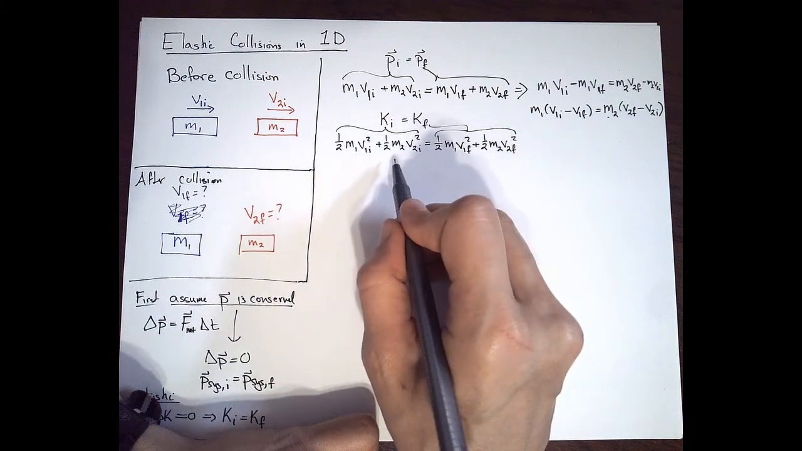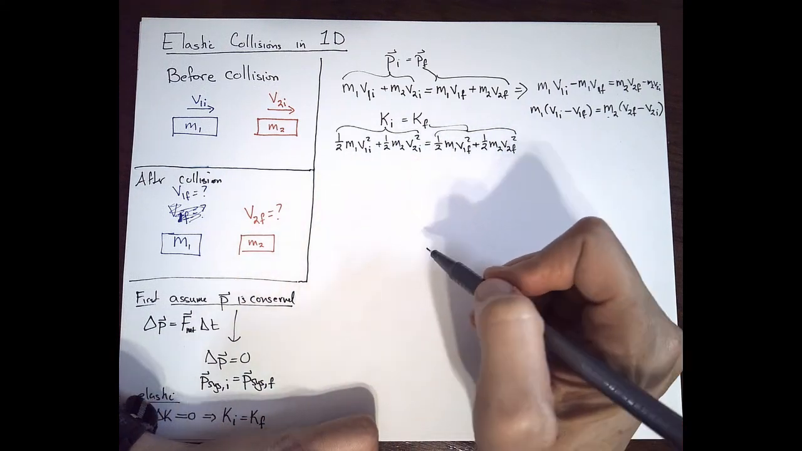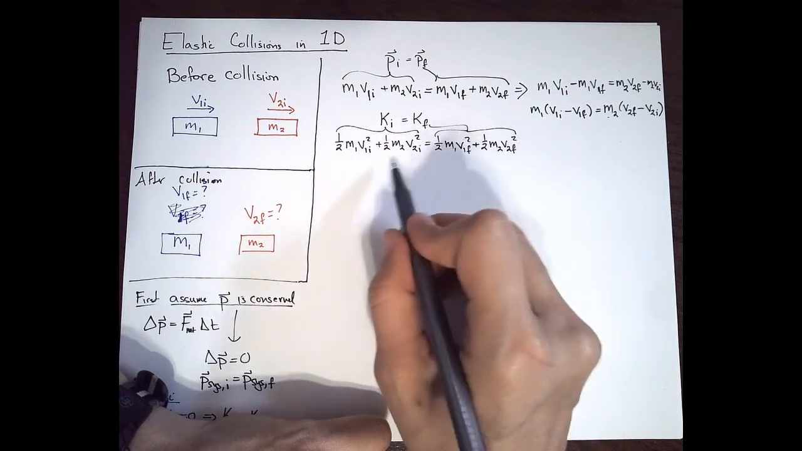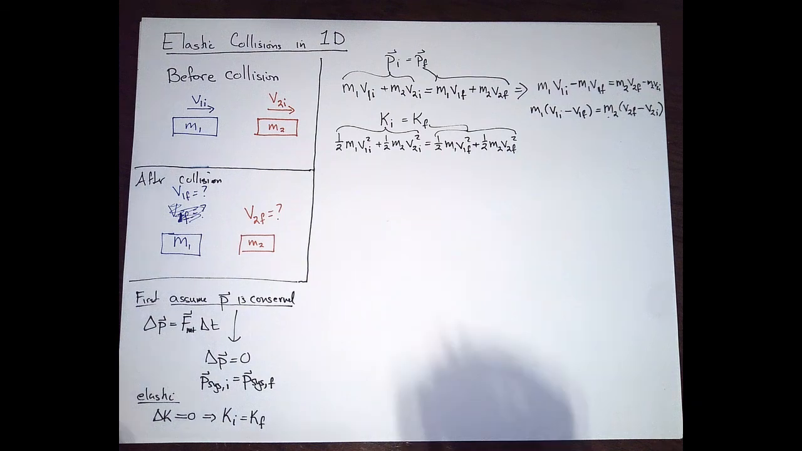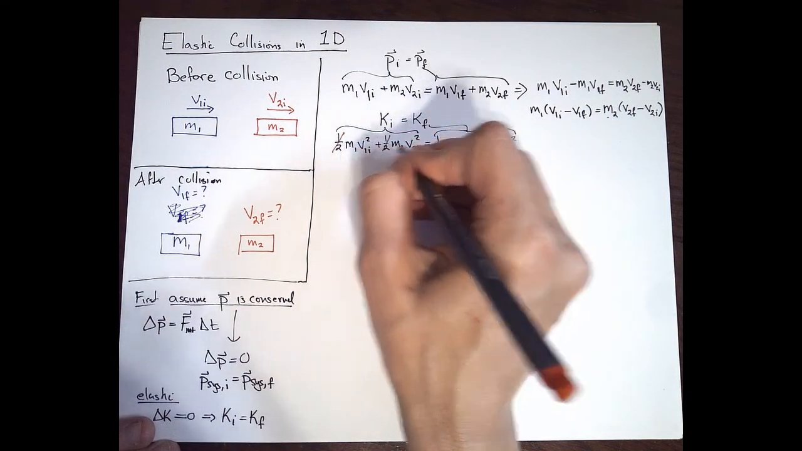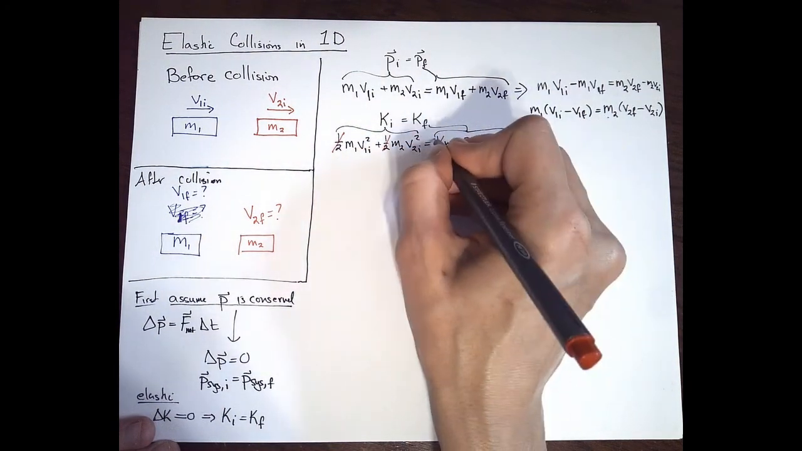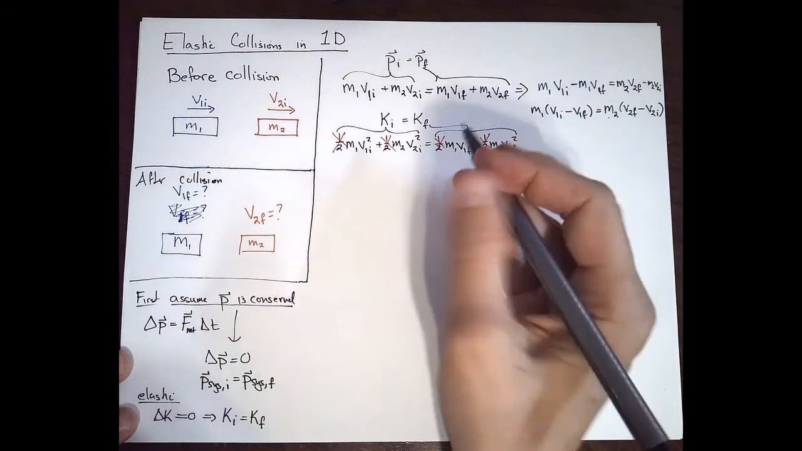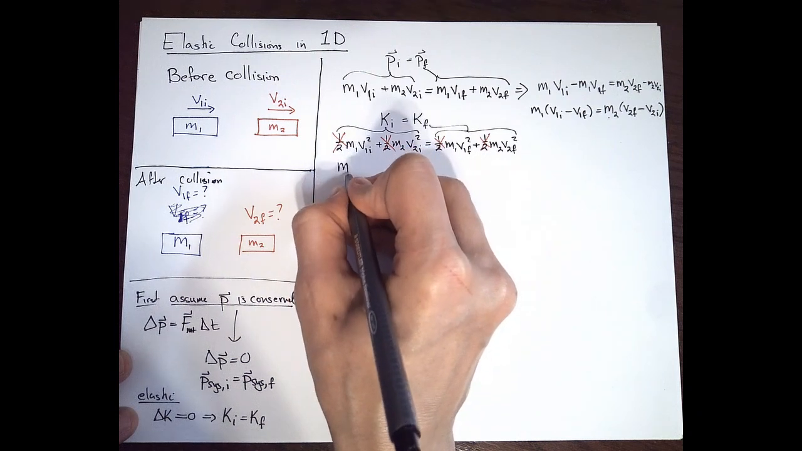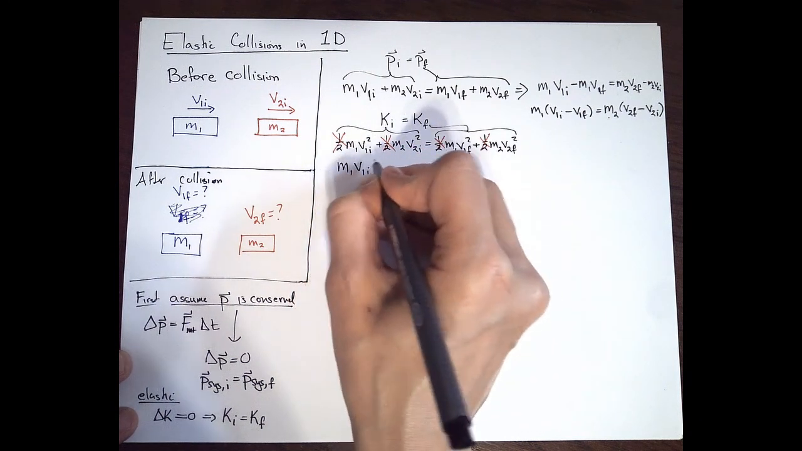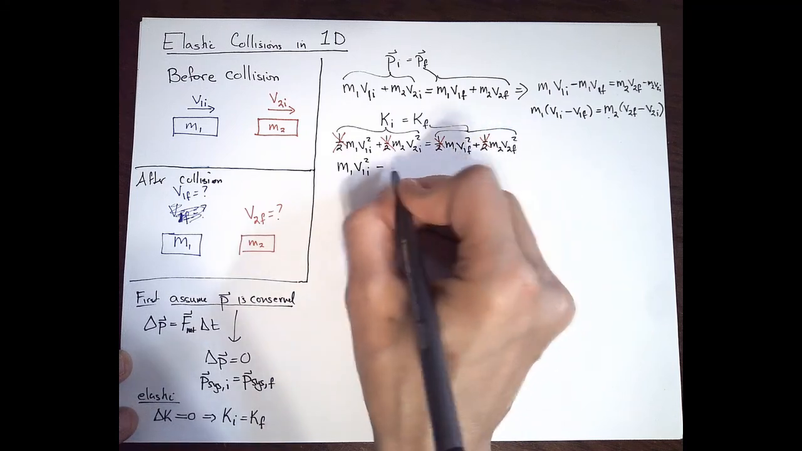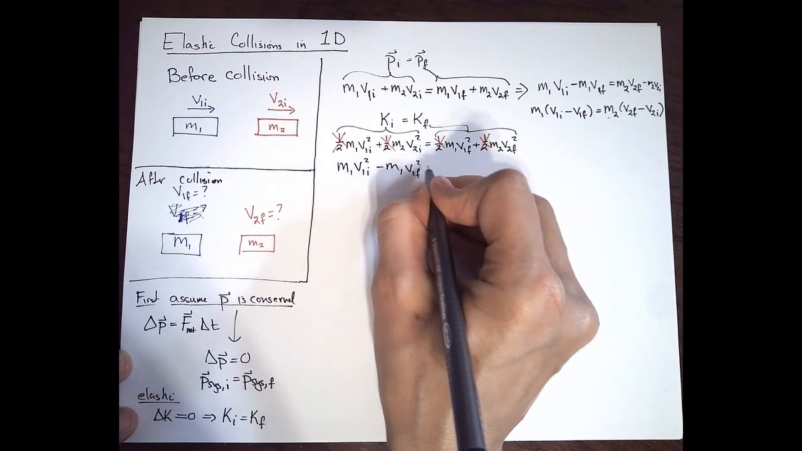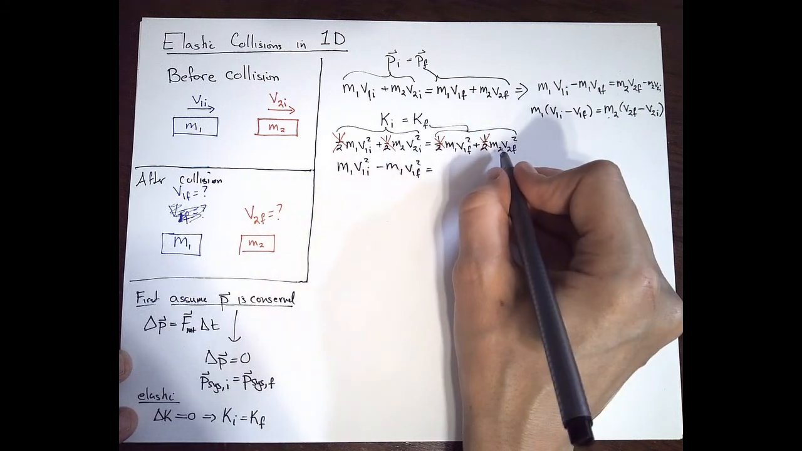Let's do the similar thing down here with our kinetic energy. Let's collect all the mass 1 stuff on one side and all the mass 2 stuff on the other side. Well, I guess the first thing I'm going to do is, I've got a 1/2 in every single term, so I'm going to go ahead and cancel those 1/2s. Now, having done that, I am going to move all the mass 1 stuff to one side. So I'll have to subtract this term right here over to the other side, and then move all the mass 2 stuff over to this side.